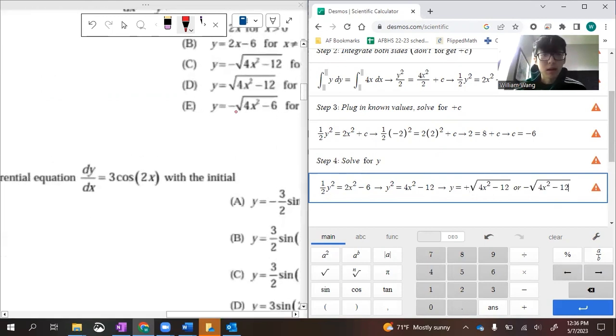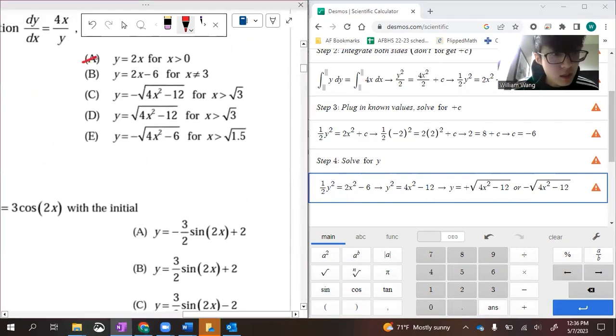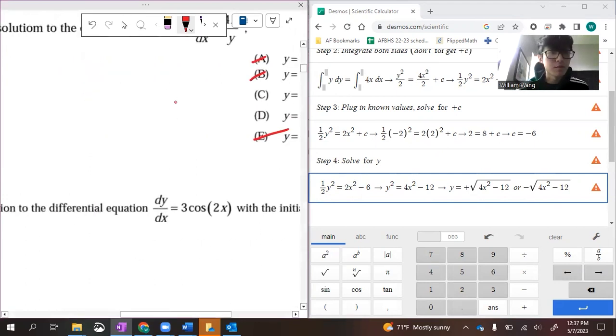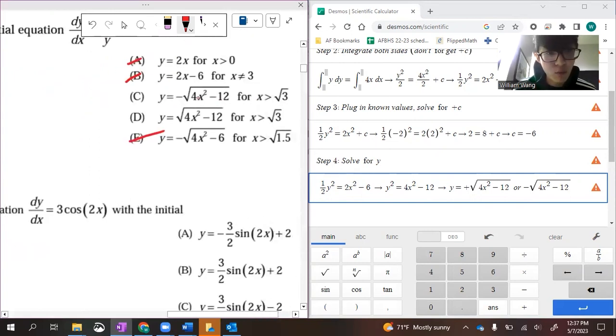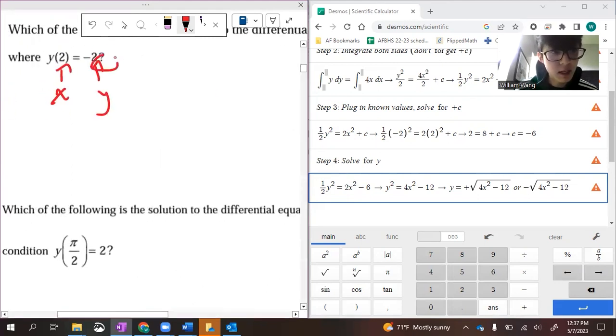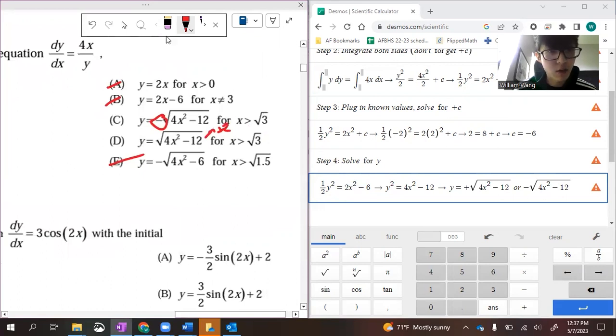So you'll notice my answer choices here. The only one that matches is going to be C or D. It's either positive square root of 4x squared minus 12 or negative square root of 4x squared minus 12. Well, let's think about this. When I plug in 2, I should get -2. That only happens for one of these. It has to be the one with the negative. Otherwise, if I plug in 2 for x here, I would get +2, which is not what I'm looking for. I'm looking for the answer that gets me -2. So my answer choice is going to be C.